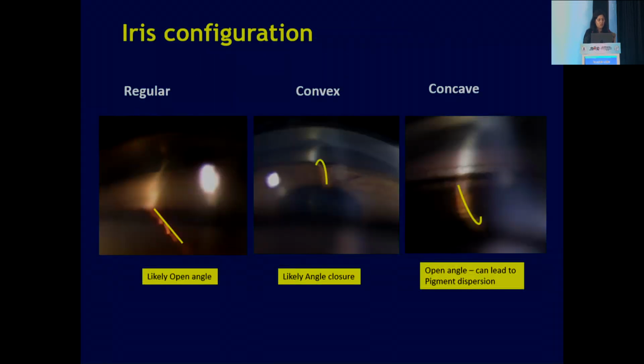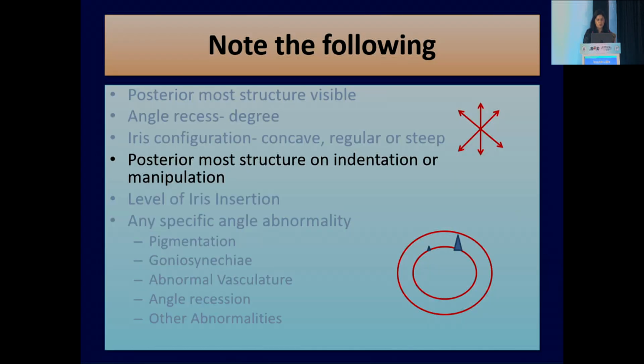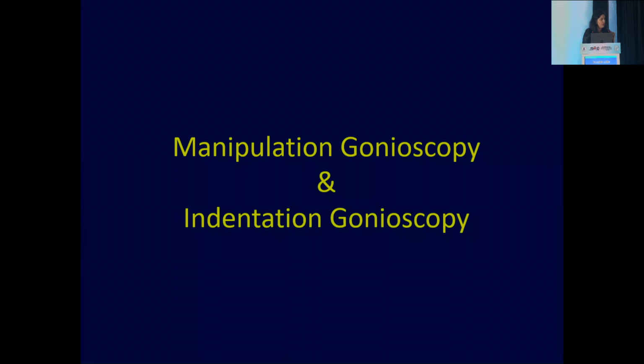Iris configuration is also important. In open angles, you will see that the iris is usually lying flat over the lens. In closed angles, the iris is convex, it is bowing upwards. In some patients where there is a concave iris configuration, the iris might be rubbing the zonules, leading to pigment release in pigment dispersion syndrome.